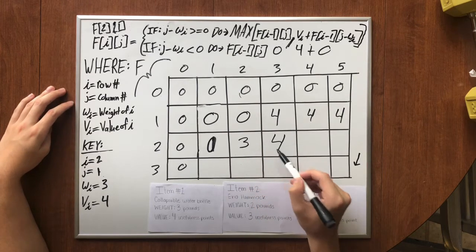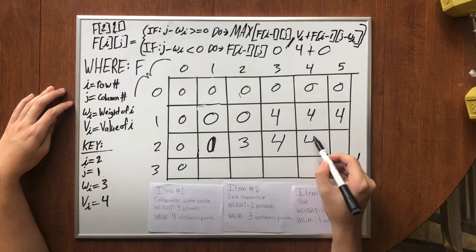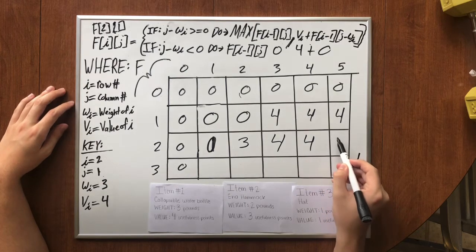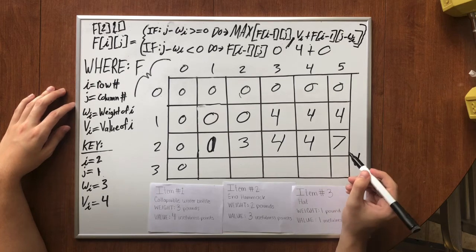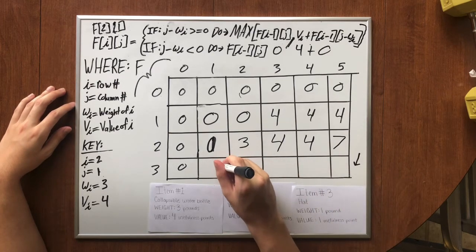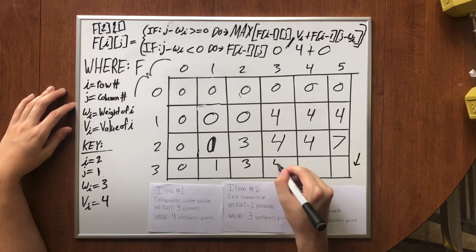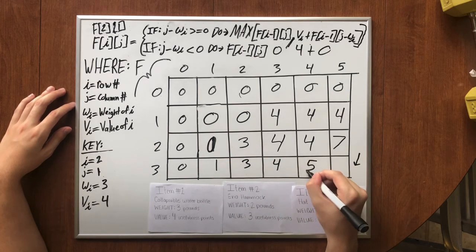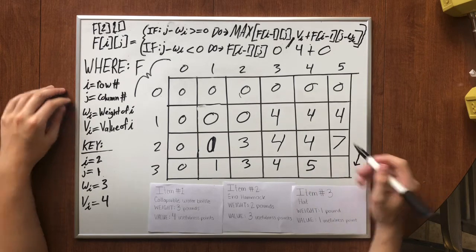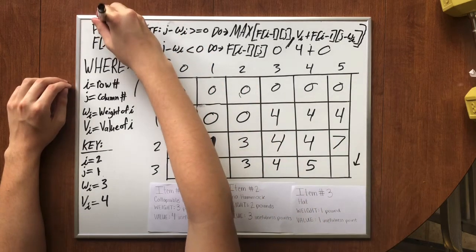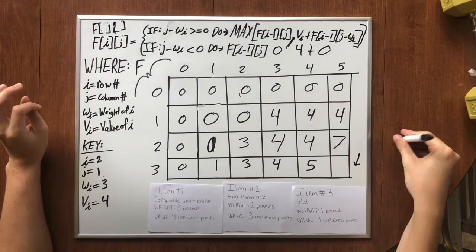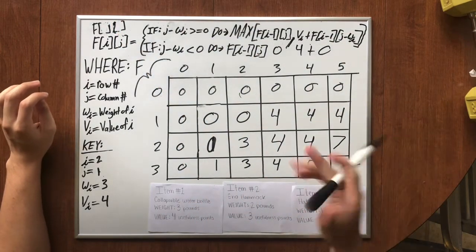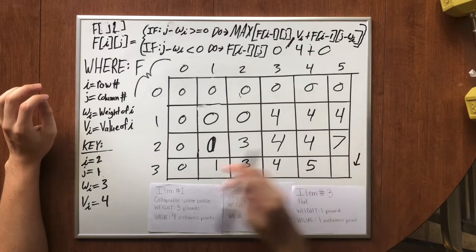Anyway, if we would continue to do this, we would place a 3 here. A 4 would end up going there, a 4 there, a 7 there, and so on and so on. Here would be a 1. Here would be a 3, 4, 5, and then I'll do this last one here. The process does not change through each of these squares, so we can just keep doing it.